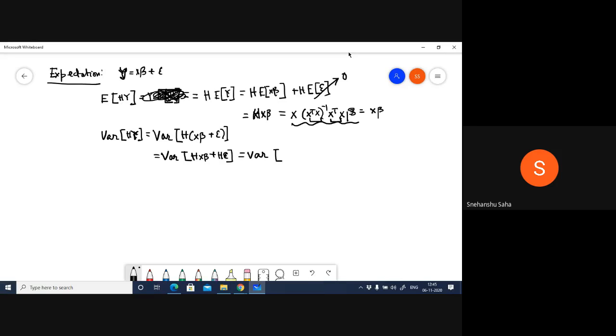What do we know about H beta? H beta is nothing but X beta, right? We have already seen that, correct? So what is X beta? X beta is just the fitted values, right? These are just fitted values. Once again, because there is not a variable involved here, this is just the fitted value. The variance of that is not going to give you anything, right?